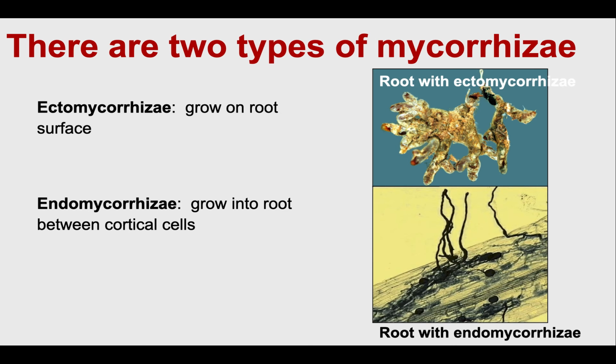So there's two different types of mycorrhizae, all right? One is ectomycorrhizae. They grow on the surface of a root. We can see this root is covered with ectomycorrhizae here. Versus endomycorrhizae, they're actually going to penetrate into the root and grow between cells in the roots.